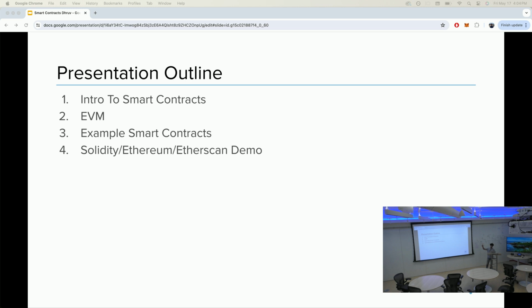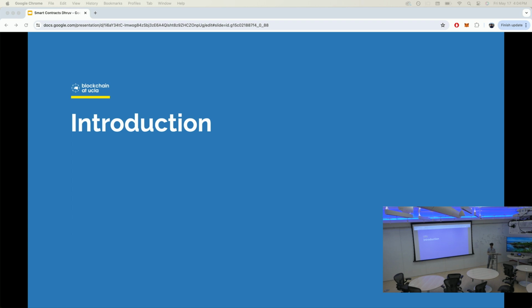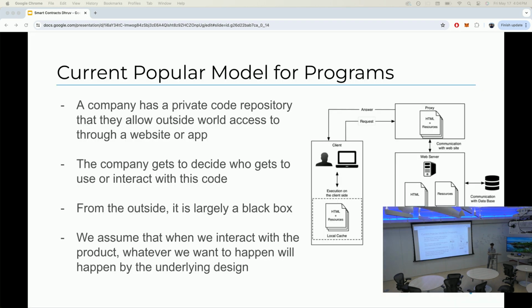Okay, it's just a pretty simple outline. We're going to start with an intro to why smart contracts are useful and what they are, and then explain a little bit of EVM because it's important to understanding how this works, and then some example smart contracts, and then a Solidity Ethereum Etherscan demo using some smart contracts. Okay, so starting off with an introduction.